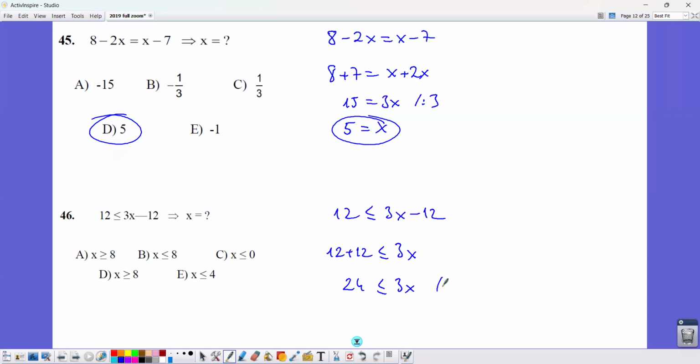Because I have 3 in front of x, I will divide all the inequalities by 3. So 24 divided by 3, it's 8 less than x. Or this is the same as x greater than 8. Both of them are the same. So when we check, A is our result.